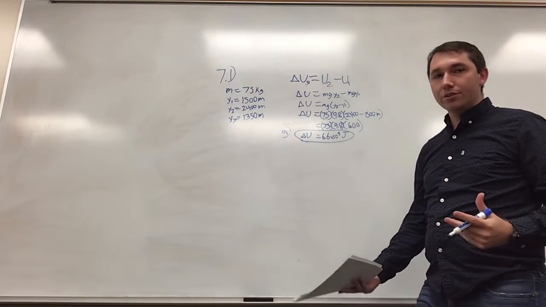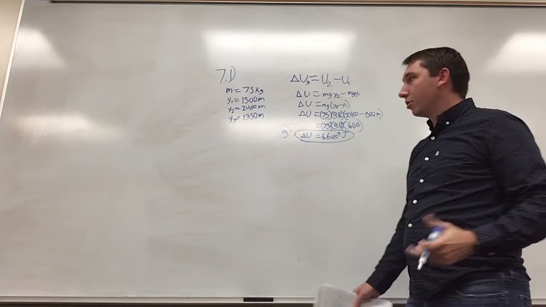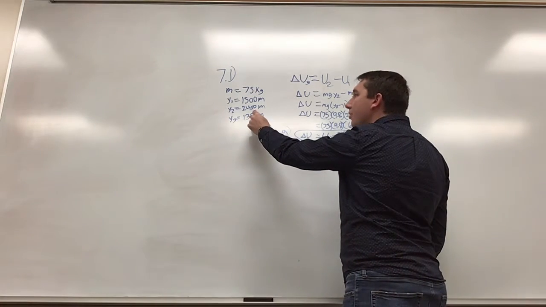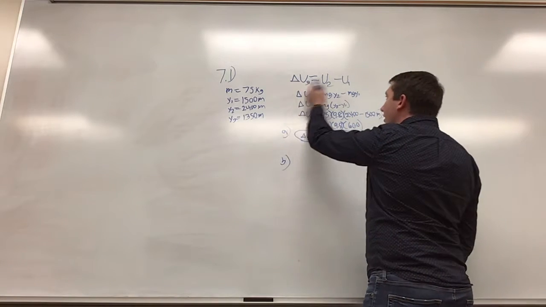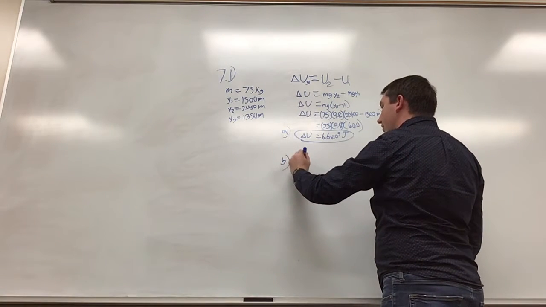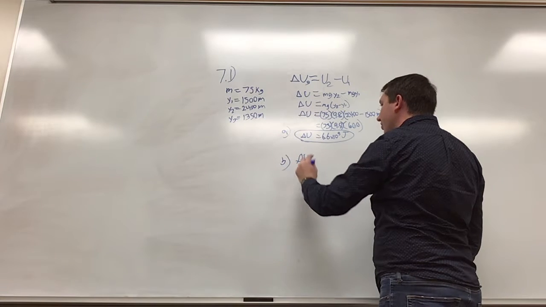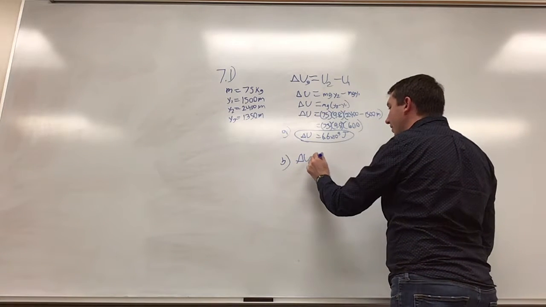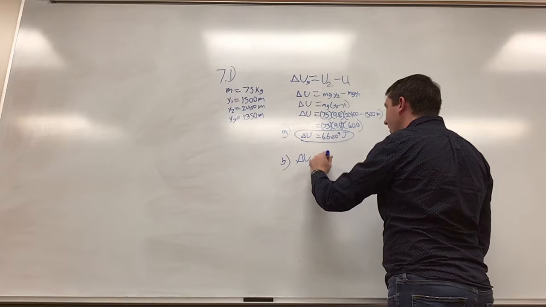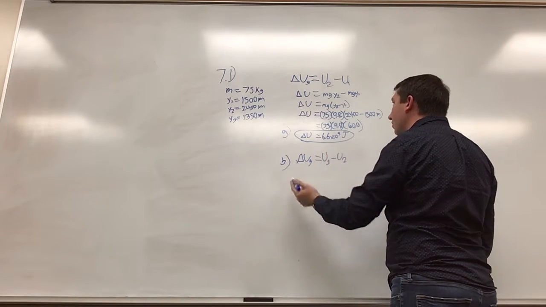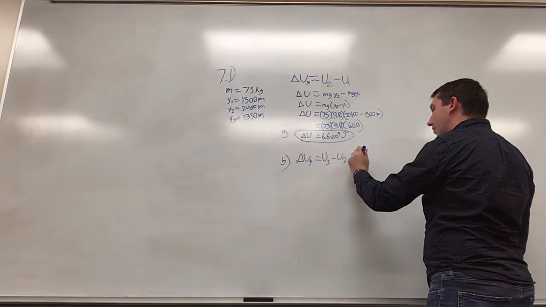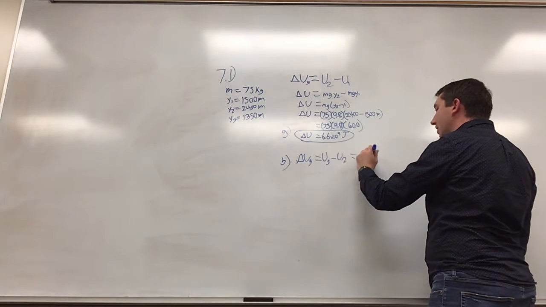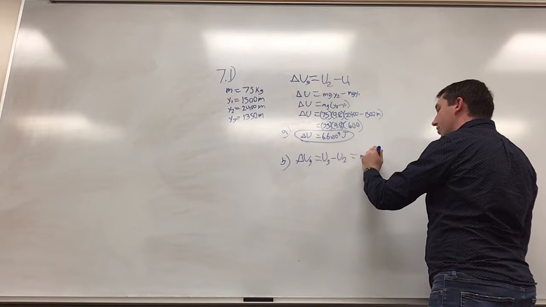Part B wants us to do the same thing, but when the hiker goes from the top of the cliff down to the base. So for B, our setup will be the same. The change in the potential energy from gravity, but it'll be U3 minus U2, which can also be written as mass times gravity times Y3 minus Y2.